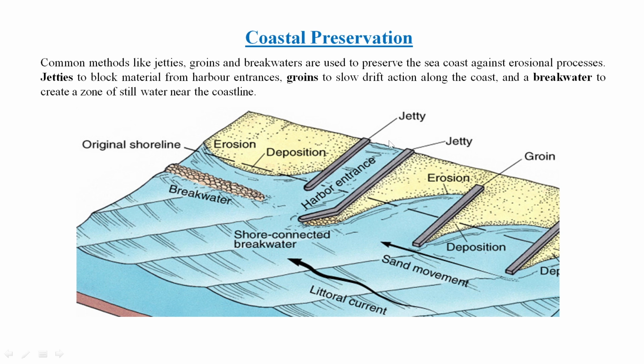Apart from that, you can install jetties and groins to also control the drift in the sea that happens due to the periods of swash and backwash. And you obviously need a harbor entrance for docking of ships, for transporting materials, and sometimes humans. So I'll conclude my discussion on coastal erosion and deposition here.